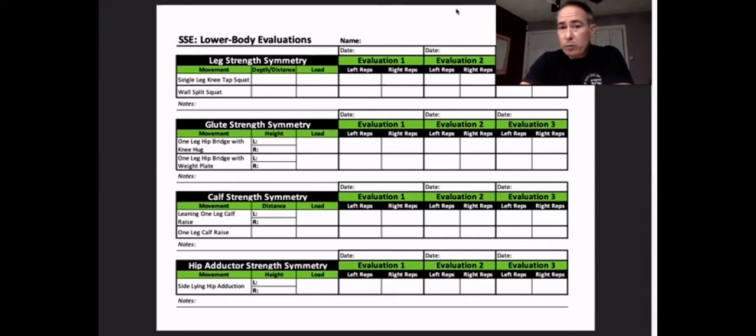So now we will move on to the upper body.